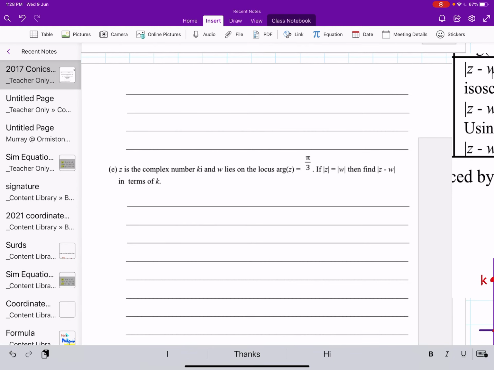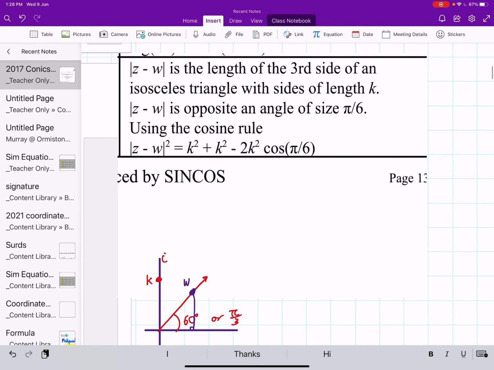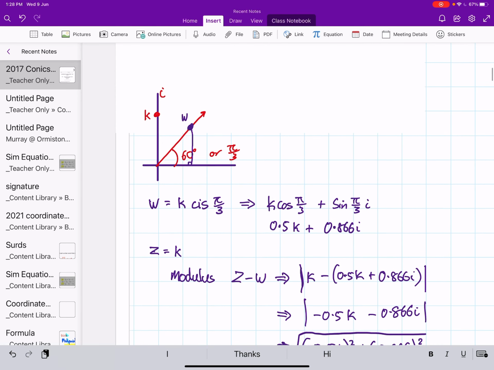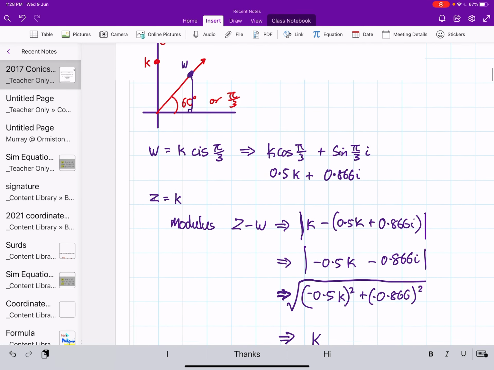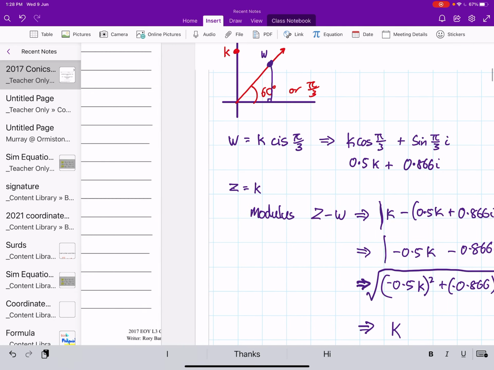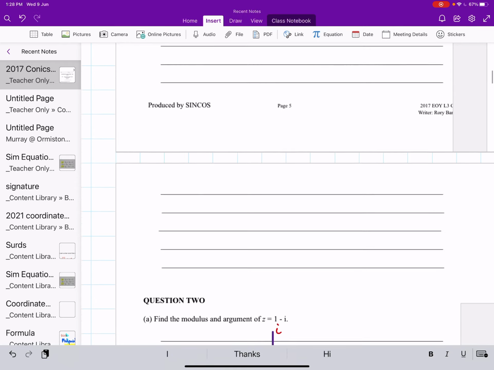For E, here is the answer for E, so you can go through that yourself. If you're an excellent student at excellence level, you should be able to follow that through. There's my way of doing it, and I found that it equals K. Next we'll go on to question 2.